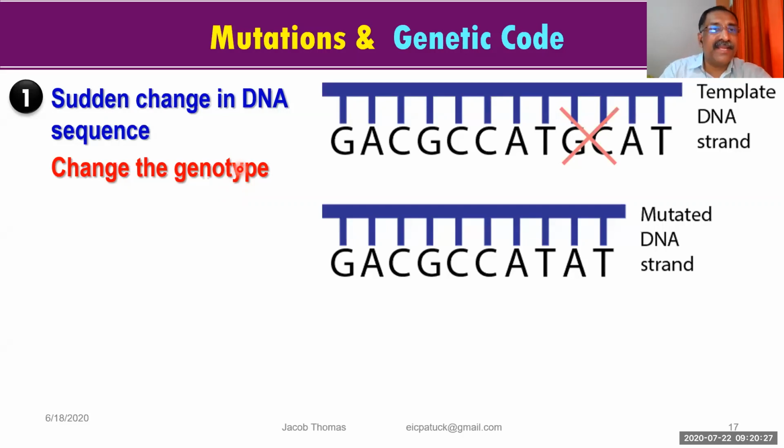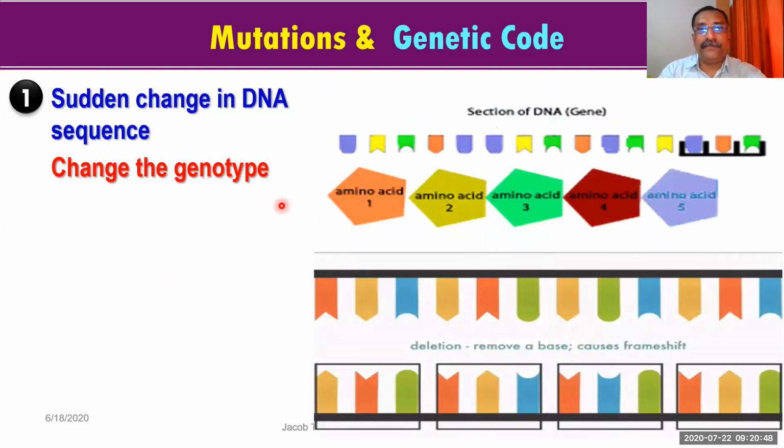Are you getting me clearly, friends? Now you see, these are the sequences of nitrogen bases. The moment the nitrogen base sequences get changed, the character also will change. That is why it is written there, genotype also changes.